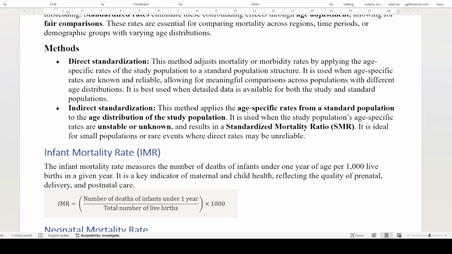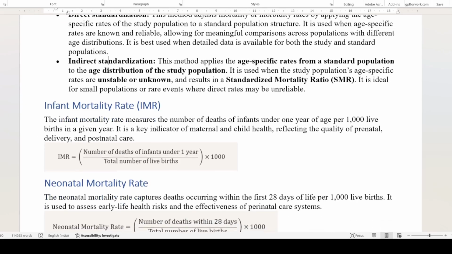Indirect standardization means we are applying the method with age specific rates from a standard population to the age distribution of the population being studied. Okay, so that is indirect standardization.